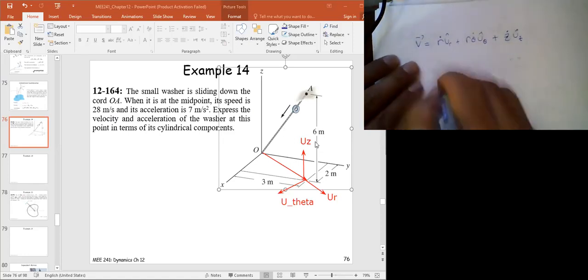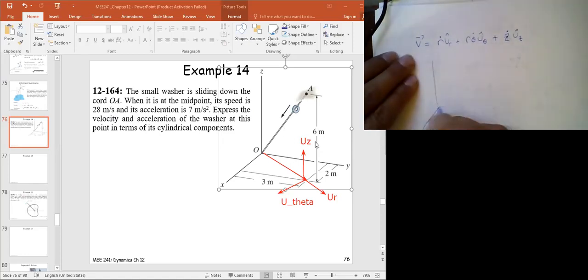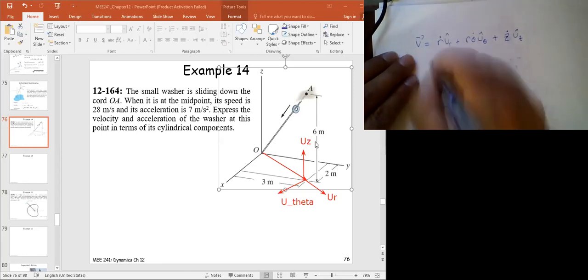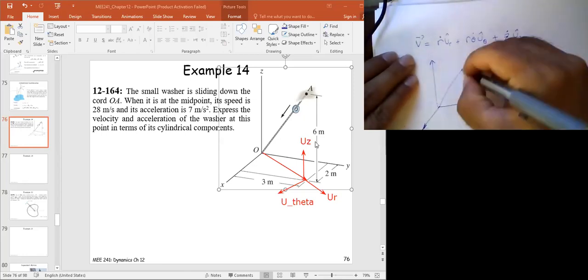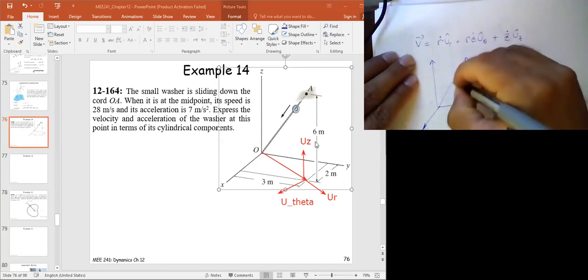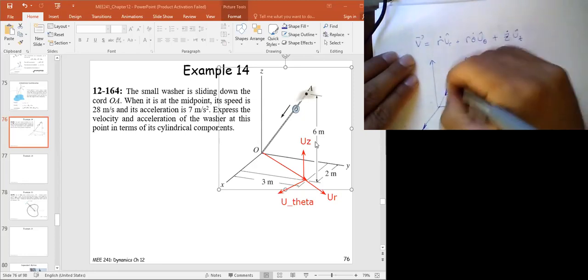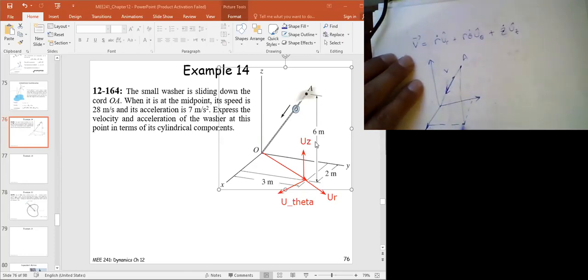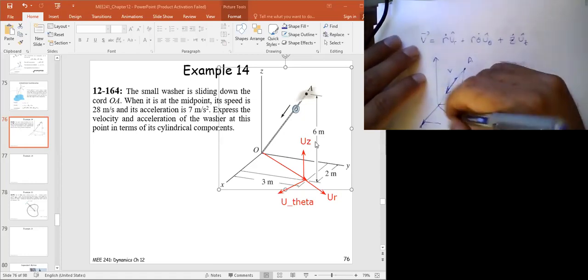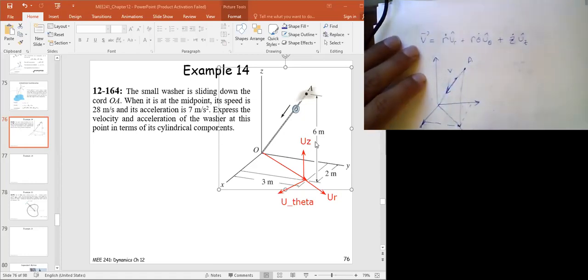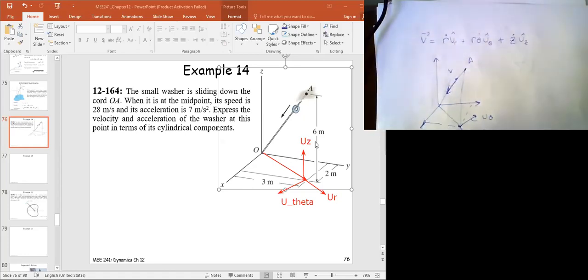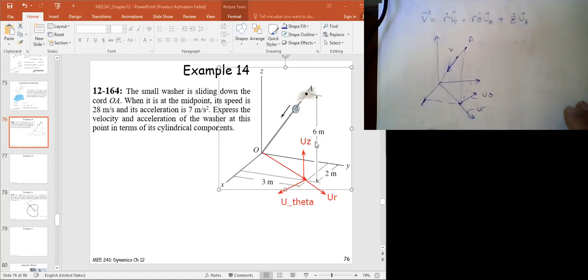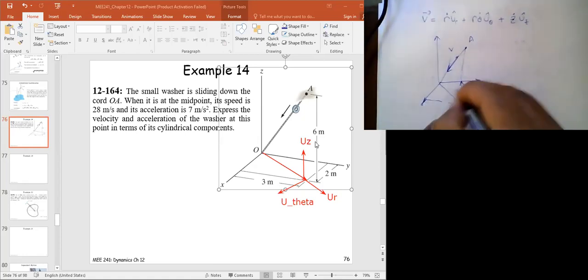Let me draw this again very quickly. This is point A, and this guy is somewhere in the middle. This is my velocity. Let's say this is my UR and this is my U theta.